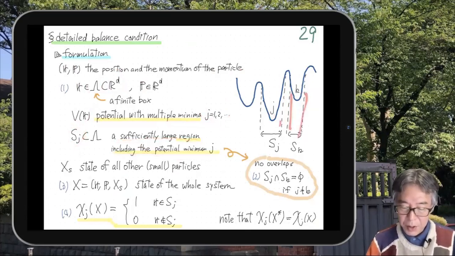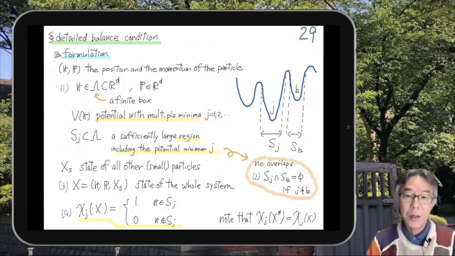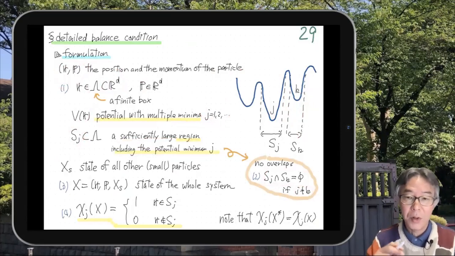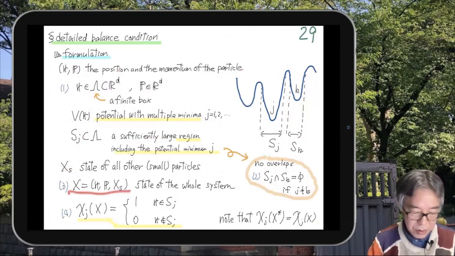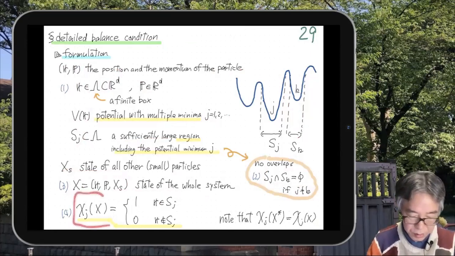Okay, and we assume that if J and K are different, then these supports do not overlap. Now this is for the particle, and there are many other particles like water molecules, and this X_S collectively denotes all the positions and momenta of the water molecules. So this contains a lot. And this uppercase X is the collection of everything, so this describes the phase space of the whole system. And this is an important notation.